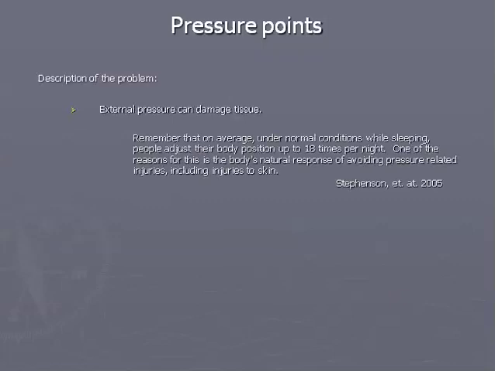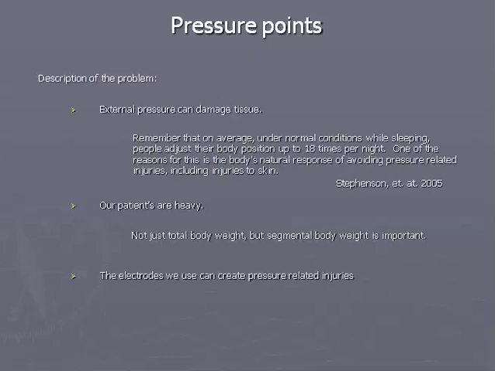Remember that on average, under normal conditions while sleeping, people adjust their body position up to 18 times per night. One of the reasons for this is the body's natural response of avoiding pressure-related injuries, including injuries to skin. Second, our patients are heavy. Not just total body weight, but segmental body weight is important. Third, the electrodes we use can create pressure-related injuries. Electrode dimensions are very important if our patients will be lying on them for any length of time.